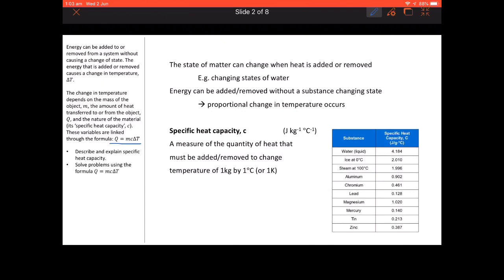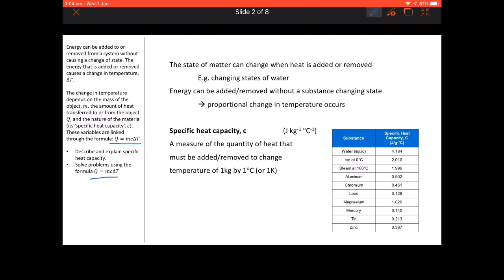In Stage 1 physics, you'll need to be able to describe and explain specific heat capacity. You'll also need to be able to solve problems using this formula. The state of matter can change when heat is added or removed. For example, you can think about the changing states of water. So when water transitions from ice to liquid to steam, heat is being added progressively to result in these transitions.